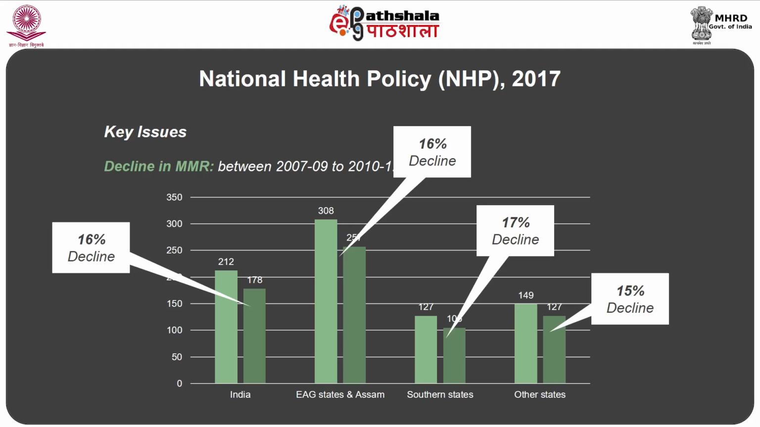state like Assam, which was as high as 308, has come down to 257, constituting 16%. In the case of southern states, the reduction is from 127 to 105, to the extent of 17%. In other states, the reduction is from 149 to 127, constituting 15%.